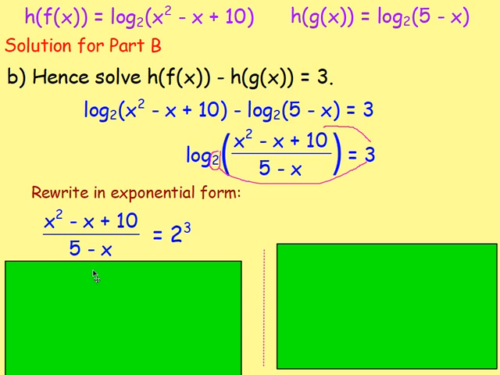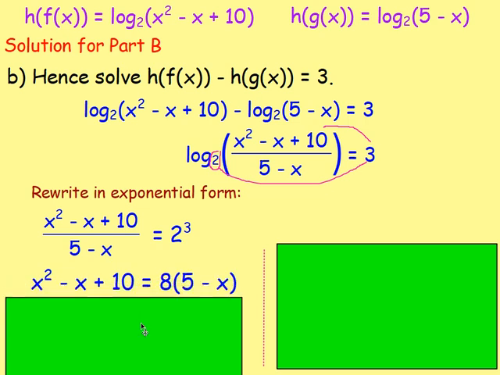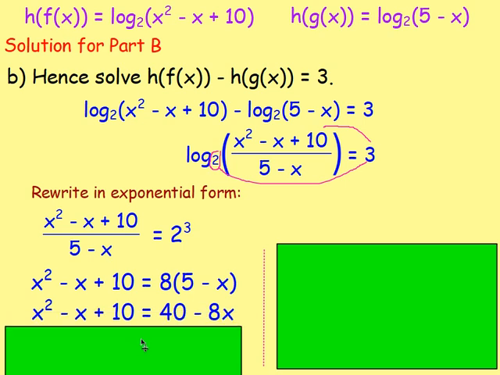From there then, 2 to the power of 3, I'd probably just write that as 8, and also I'm multiplying both sides by this 5 take away x to get rid of that fraction. So x squared take away x plus 10 equals, that becomes 8, and then I'm multiplying it by 5 take away x. Multiply with the brackets on the right hand side, that becomes 40 take away 8x. To solve that, what would you do?